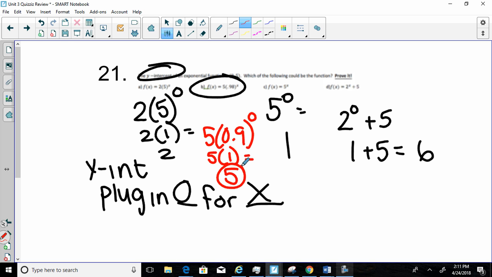When I plugged in 0, anything to the 0 power is 1. 1 plus 5 is 6. So it's the 5, and it's not linear, right? This one is exponential, right? Yep, but remember, this is saying take this function and move it up 5. Your exponential functions always start at (0, 1). So that's why when I bring it up 5, it ends up with 6.